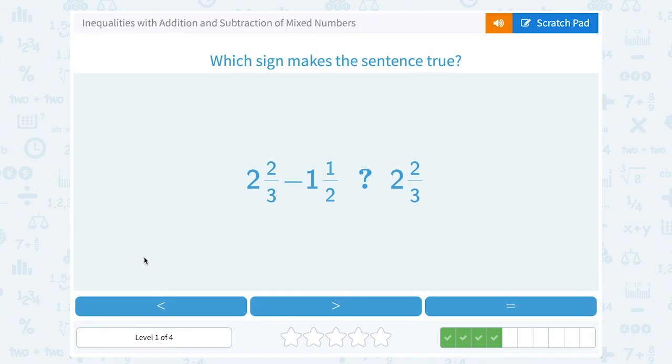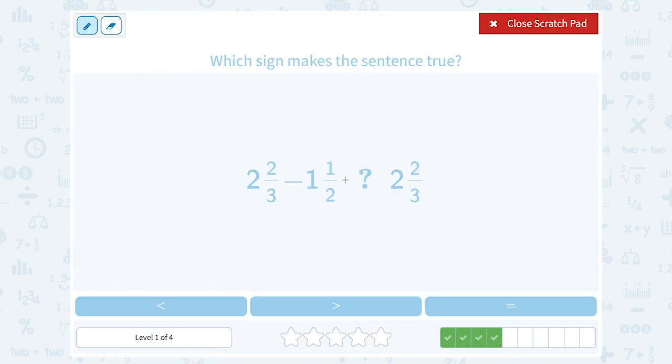2 and 2/3 minus 1 1/2, and I want to say, is it less than, greater than, or equal to 2 and 2/3? Okay, well notice this part of the number, 2 and 2/3, is the same. So if I subtract 1 1/2 from it, that would be less than what I had before, right? 2 and 2/3 is going to be bigger than 2 and 2/3 minus 1 1/2. So this answer is going to give me something less than or smaller than this, since I'm subtracting 1 1/2 from that number.